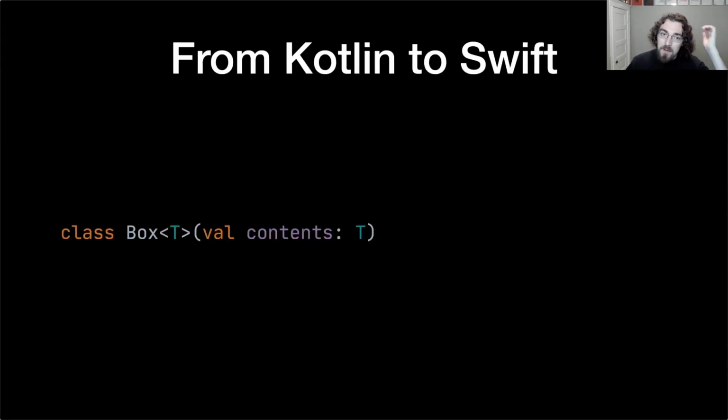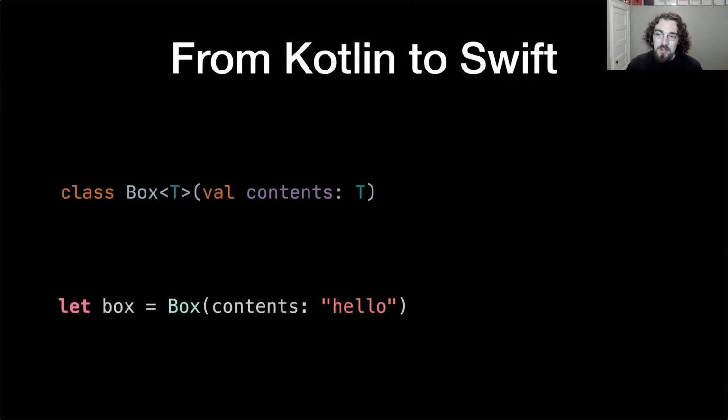One of the big ones that you'll almost certainly run into as you're trying to port code that you're used to working with in Android Kotlin is generics. So suppose we have this Box class. It takes a generic argument for the type of contents that it holds. And we want to create a Box in Swift. Ideally, it would look as simple as this. And in a lot of cases, it will.